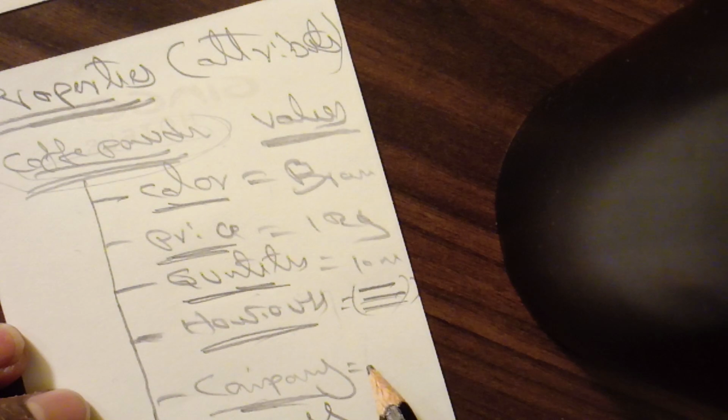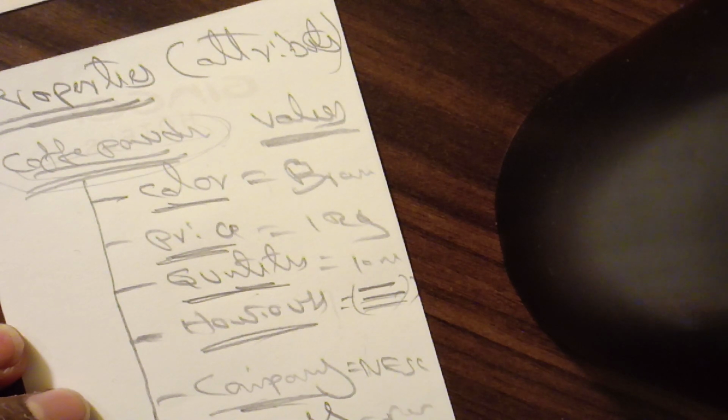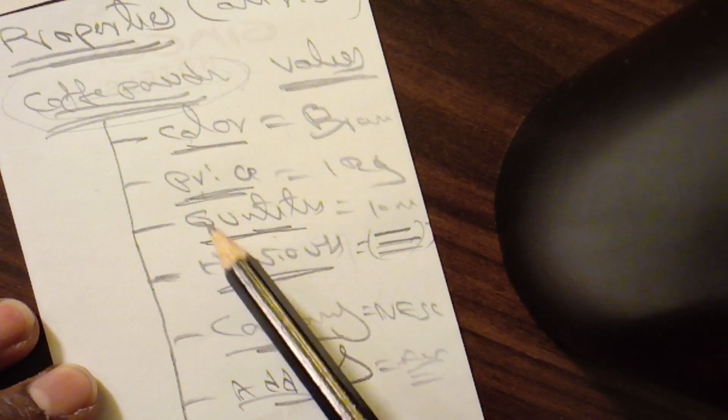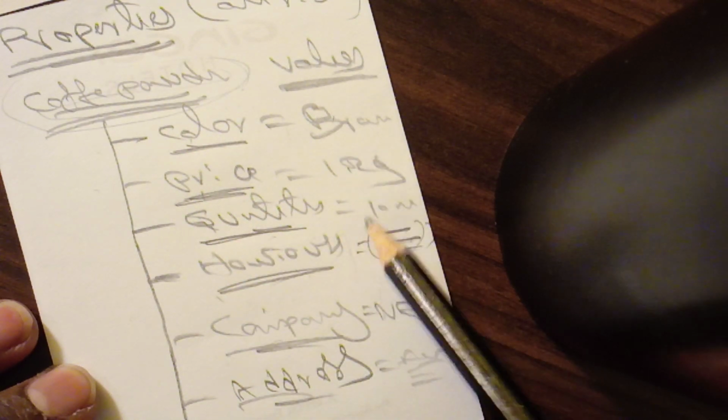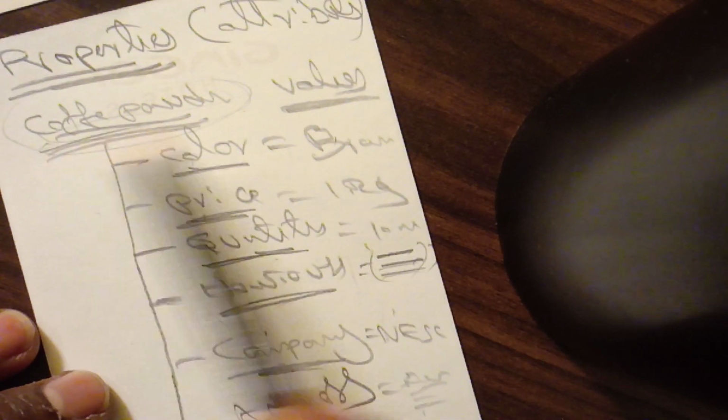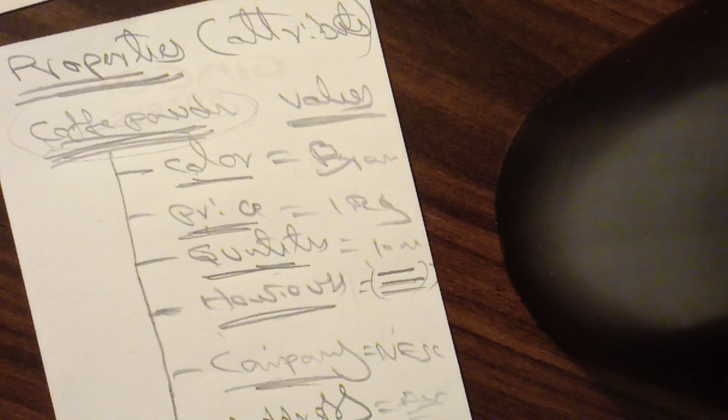So what is the company name? Nescafe. What is the address? Something like Bangalore, this place. Okay, so if you observe here, each and every property has values, right? Each and every property has a value. What is that object name? Coffee powder is the object name.